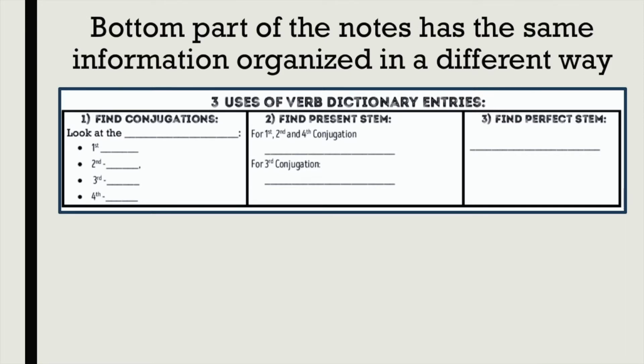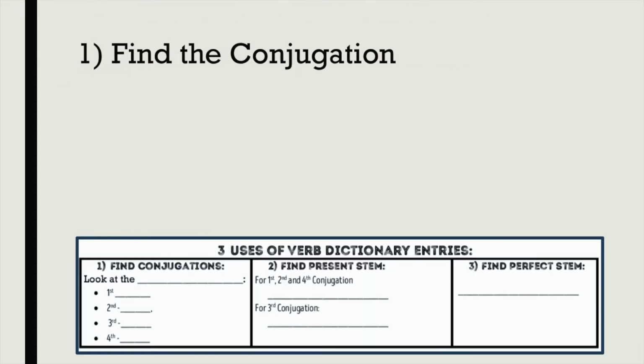Okay, so we're going to move on to the bottom parts of your notes. The bottom part of your notes actually has all the same information as the top part of your notes, but it's organized in a slightly different way. So there are three main uses of verb dictionary entries, and these are organized that way instead of by how you use each principal part. So first thing you're going to do is you can use them to find the conjugation.